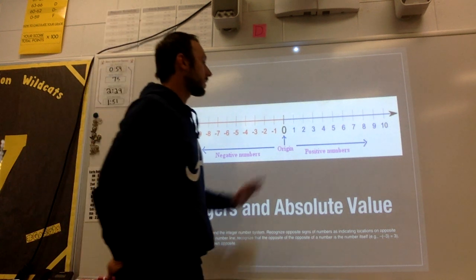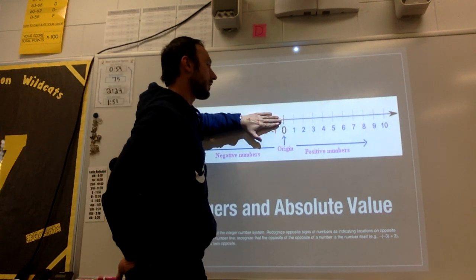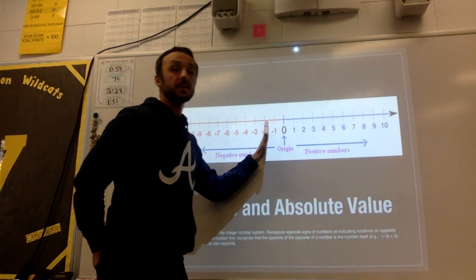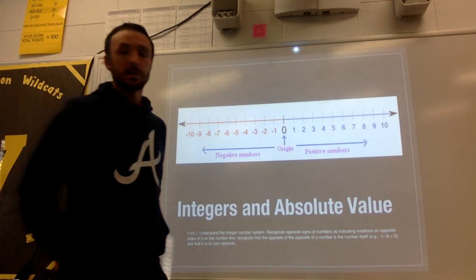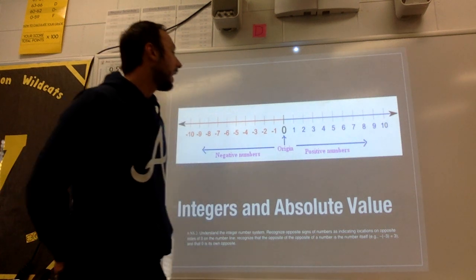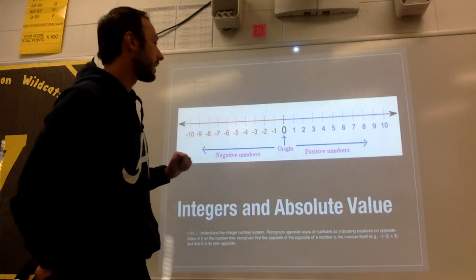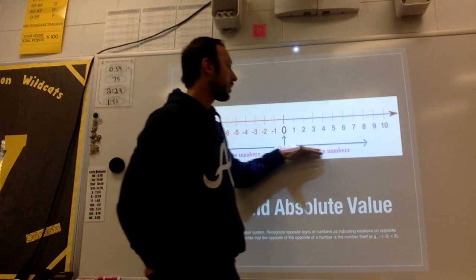All the numbers to the right, we're used to seeing on this number line, are positive numbers. Numbers to the left of zero are what we call negative numbers, and we're going to start looking at those. And zero in the middle is a neutral number. It's not positive nor negative. It's just zero.